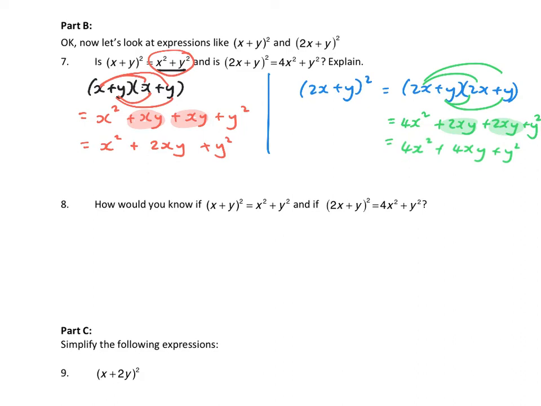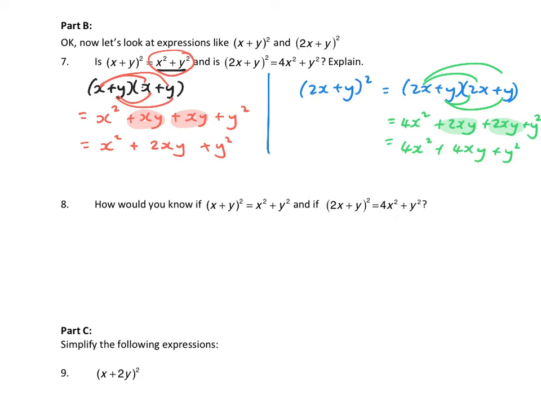Okay, so is x plus y all squared equal to x squared plus y squared? And is 2x plus y all squared equal to that? No way. There's a middle term that's missing in each of those cases. Do you see that? You can square the first term and the last term, but the middle term, it's just not there. How would you know if they are equal? Well, you multiply them out.